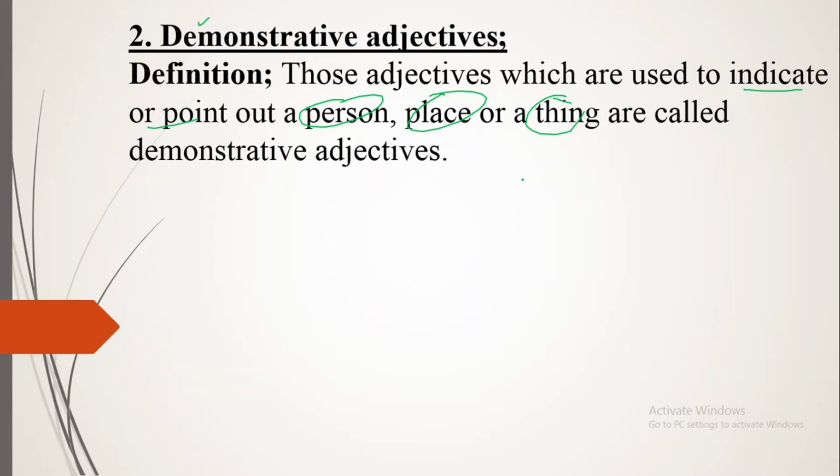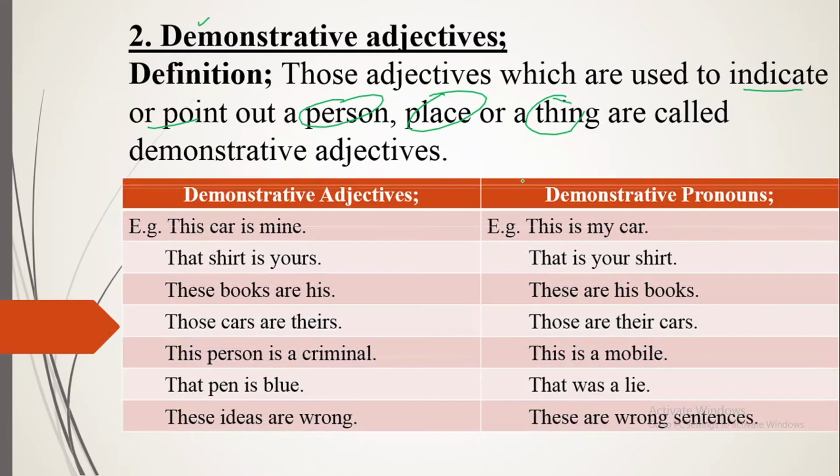Demonstrative adjectives we have already discussed in demonstrative pronouns. Today again we will learn their examples and differentiate them. We will be learning what is the difference between demonstrative pronouns and demonstrative adjectives. Demonstrative adjectives are those adjectives which are used to indicate or point out towards nouns and pronouns. Clear? That can be a person, place, or a thing.